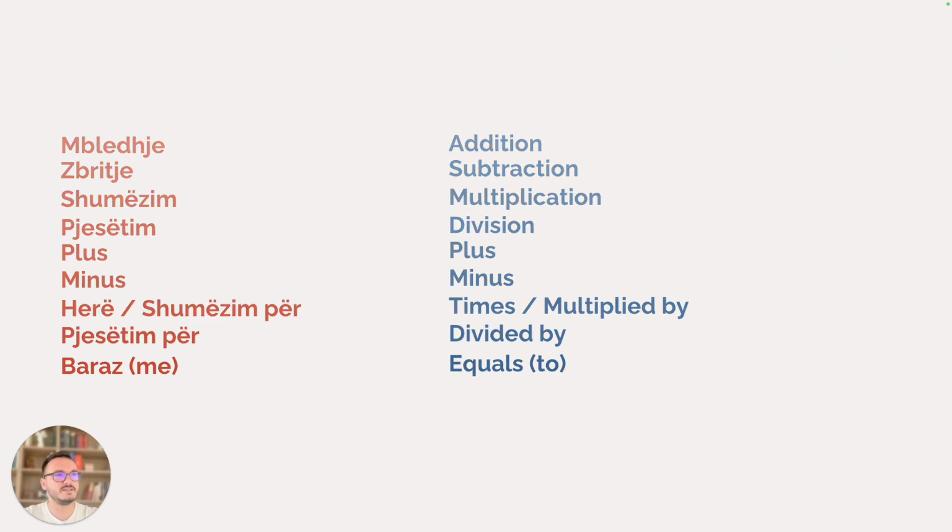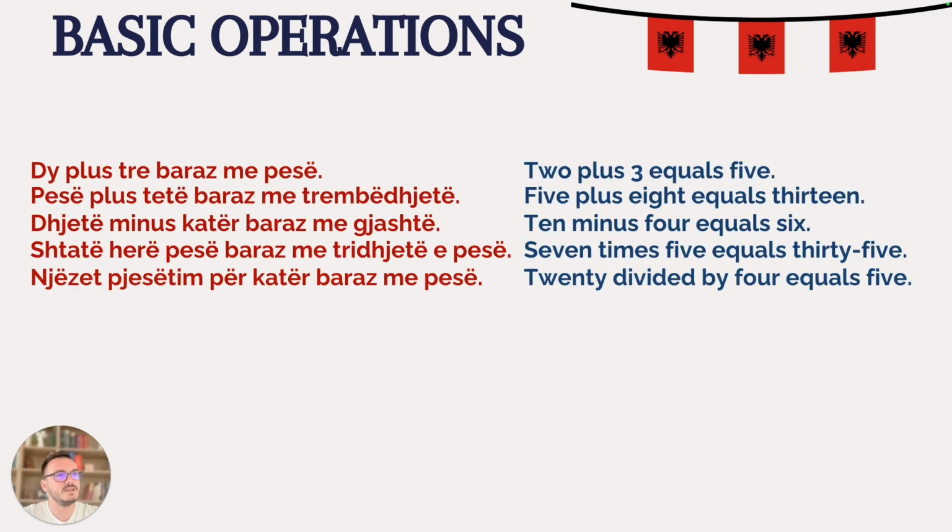Alright, let's look at some example sentences. 2 plus 3 baraz me 5. 2 plus 3 equals 5. 5 plus 8 baraz me 13. 5 plus 8 equals 13.